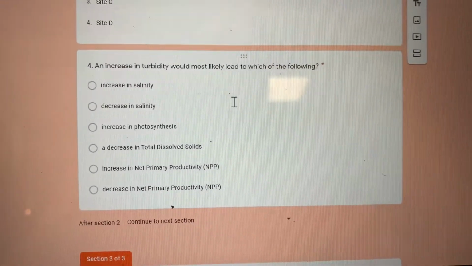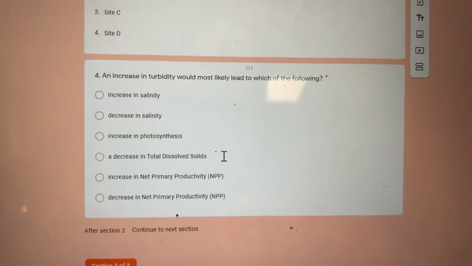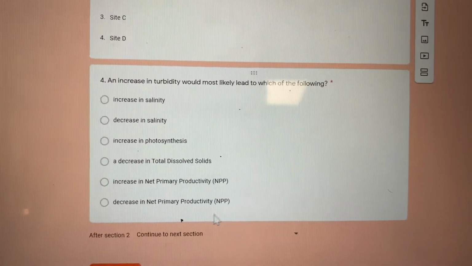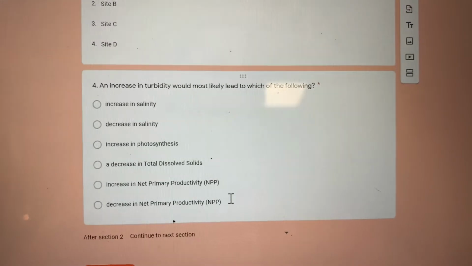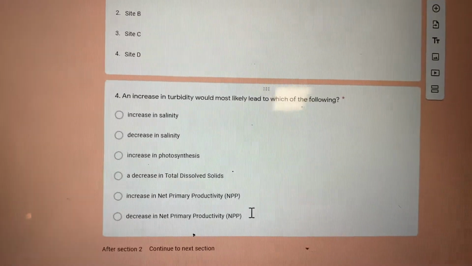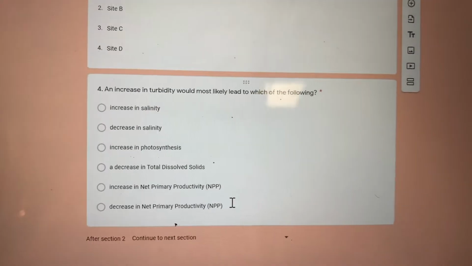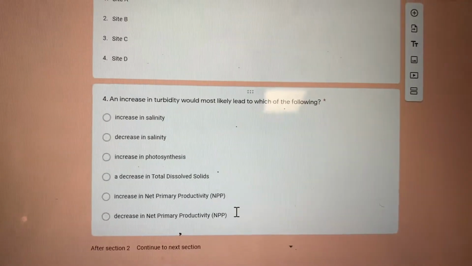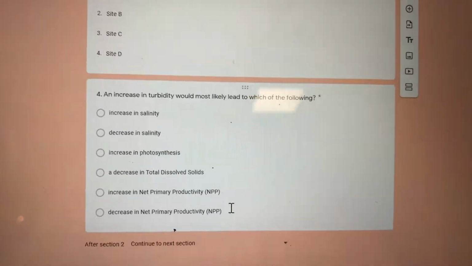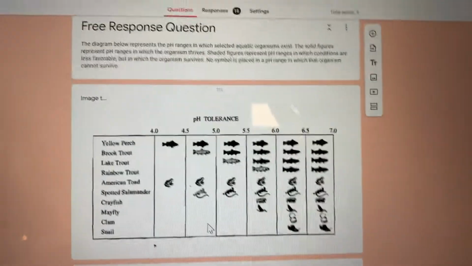So an increase in turbidity would cause a decrease in photosynthesis, but that's not on here, a decrease in net primary productivity. Remember, after the producers do photosynthesis, what's left over is NPP. Either way, if the water is too cloudy, those producers cannot do photosynthesis, which means the NPP will be decreased as well.